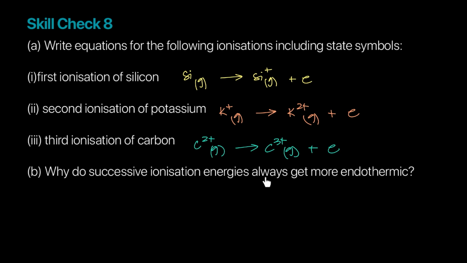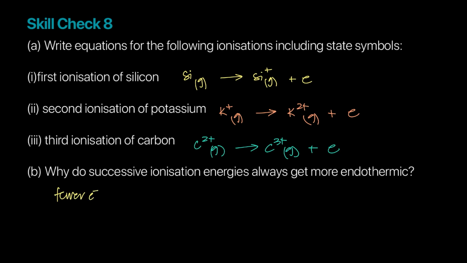Now let's look at part B. Why do successive ionization energies always get more endothermic? Regardless of them being from a different group or the same group, successive ionization energies will always be more endothermic, which means it will require more energy to remove the next electron, be it from the same shell or from a different shell. Once you lose an electron, to remove the next electron, you're going to require more energy.